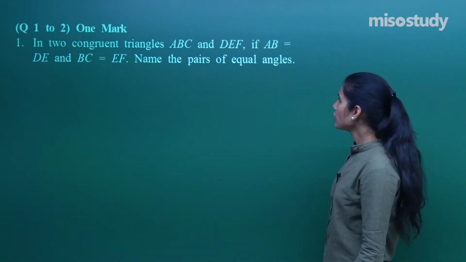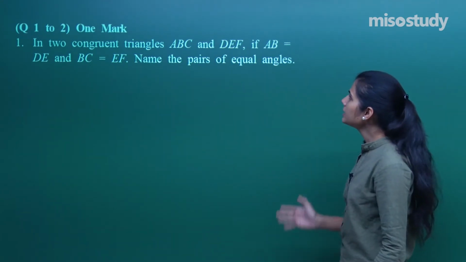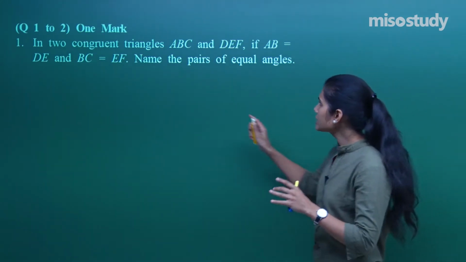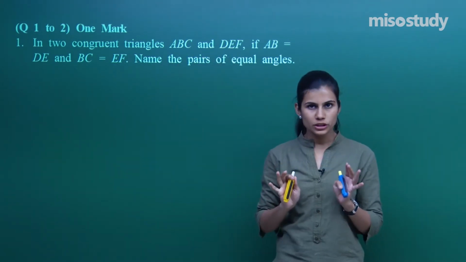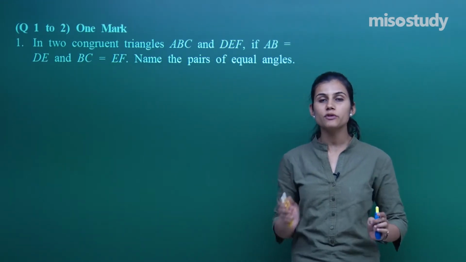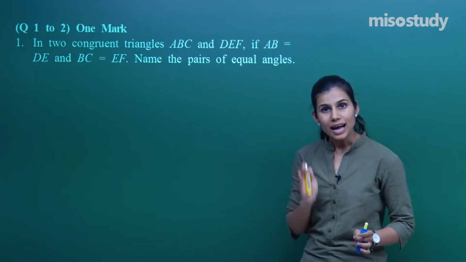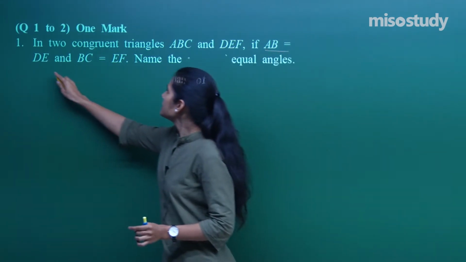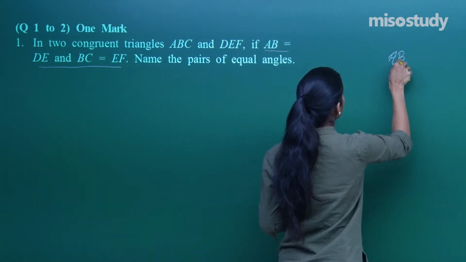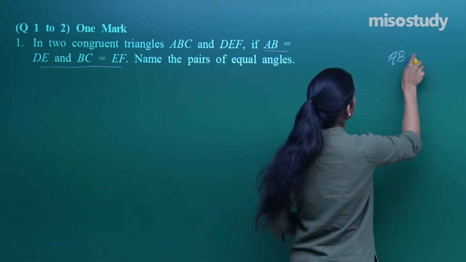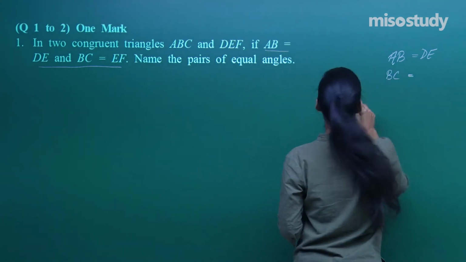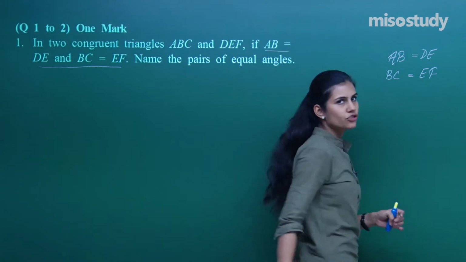In two congruent triangles ABC and DEF, if AB is equal to DE, BC is equal to EF, name the pairs of equal angles. You are just given that ABC and DEF are two congruent triangles. This is not that pattern of representation of the two triangles which is going to give you the correspondence between sides and angles. You have to find that out on the basis of these equalities. What is given to you? It's given that the side AB of the first triangle is equal to side DE of the next triangle. The side BC of the first triangle is equal to side EF of the second triangle.